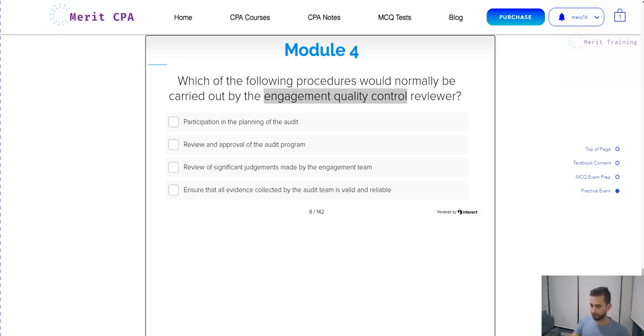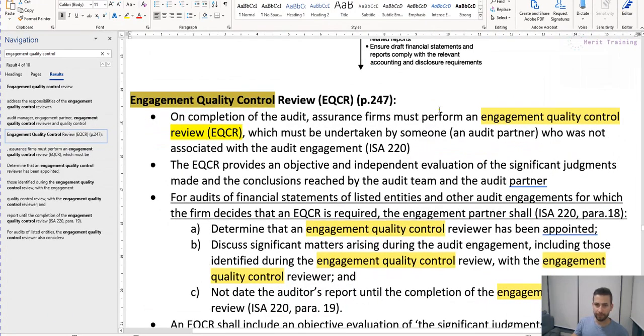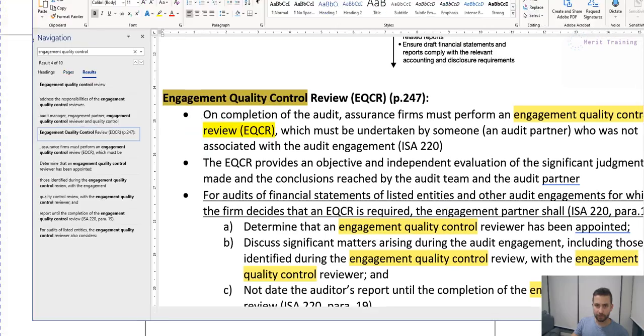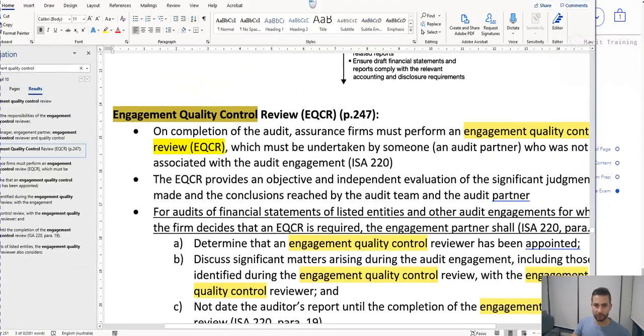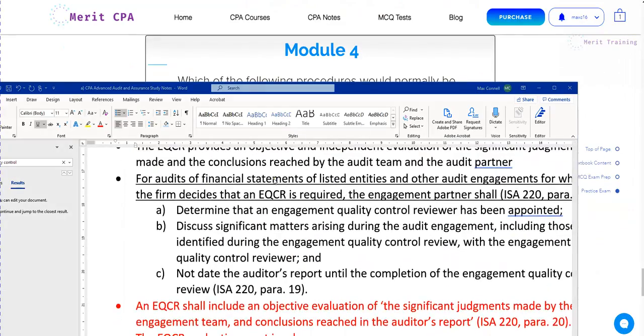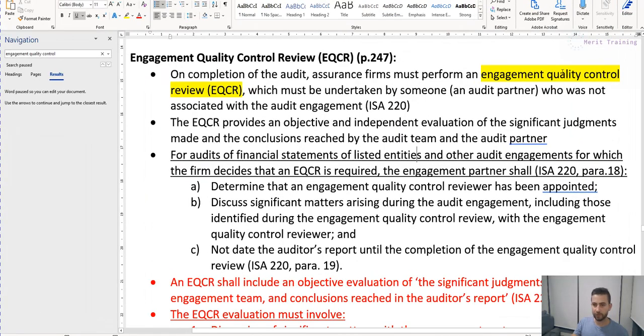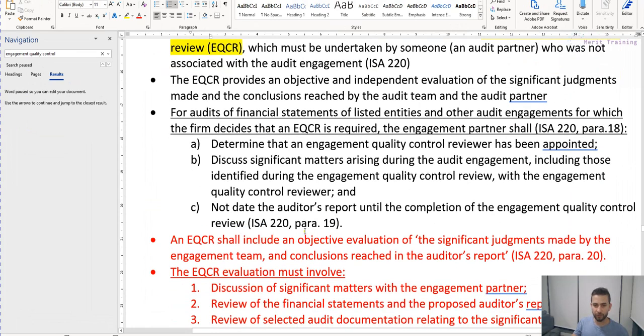Okay, so I'm just going to drag this across. I've just done this live. So on completion of the audit, assurance firms must complete an engagement quality control review. Okay, so as we can see here, the purpose of the engagement quality control review, or EQCR, is to objectively evaluate the significant judgments made by the engagement team and conclusions reached in the auditor's report.